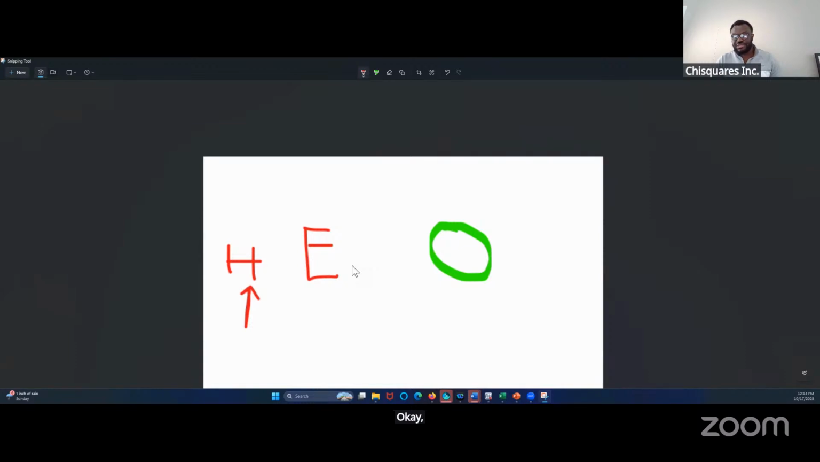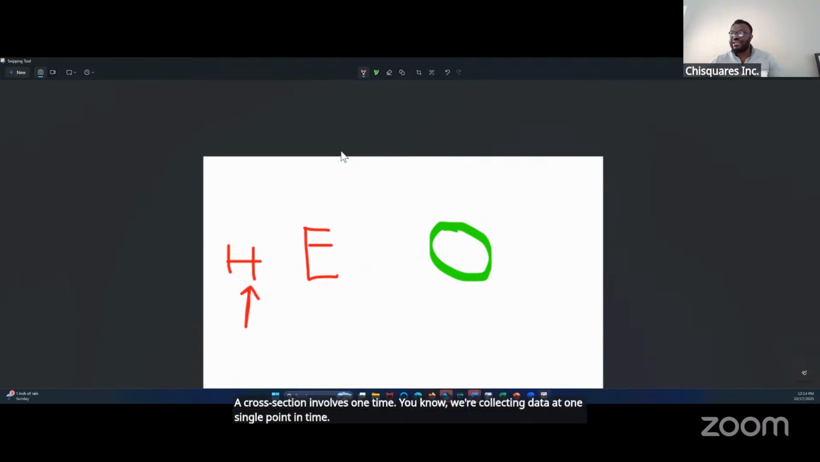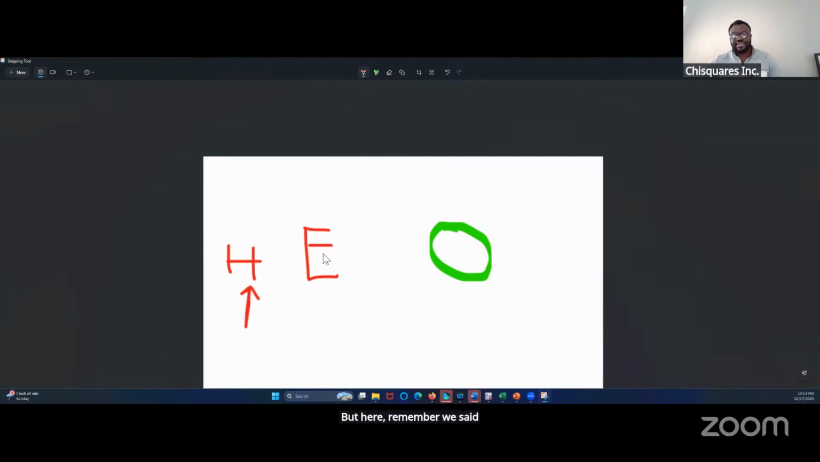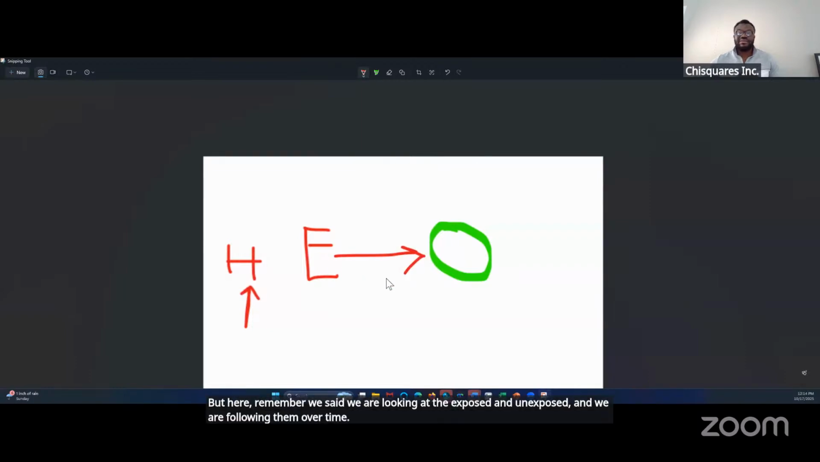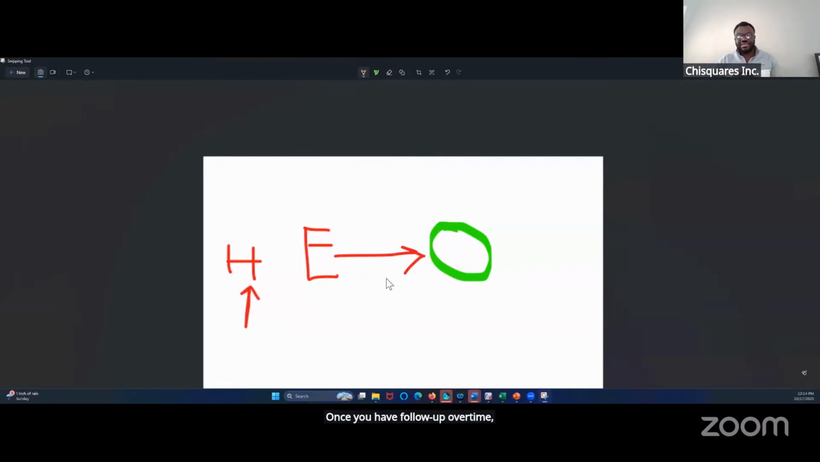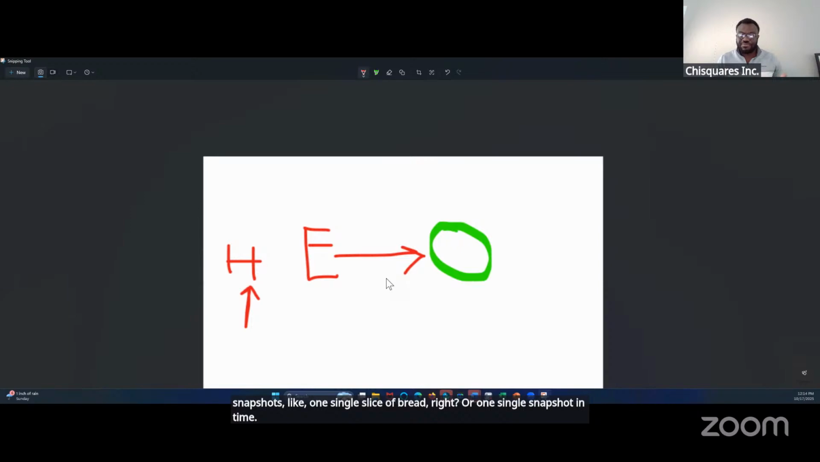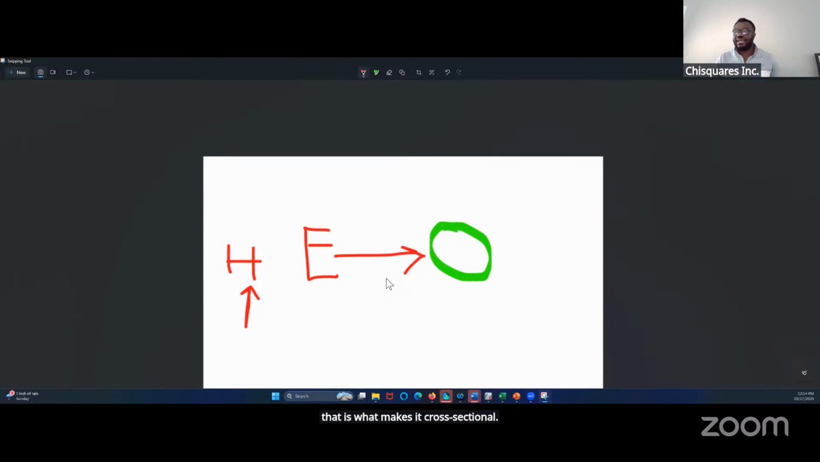A cross-section, so it can't be a cross-section because a cross-section involves one time. We're collecting data at one single point in time. But here, remember I said, we are looking at the exposed and unexposed, and we are following them over time. Once you have follow-up over time, it's no longer cross-section. Cross-section means we take one single snapshot. It's like one single slice of bread, right? Or one single snapshot in time. That is what makes it cross-sectional, right?